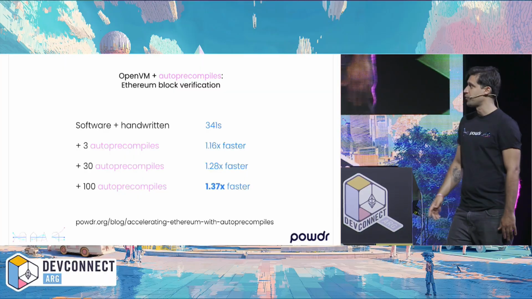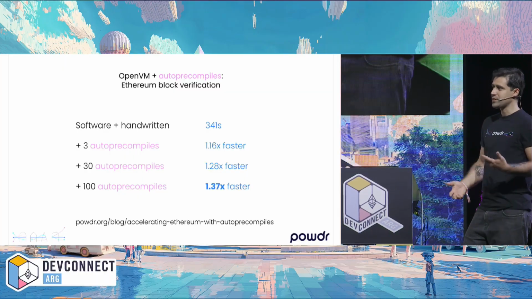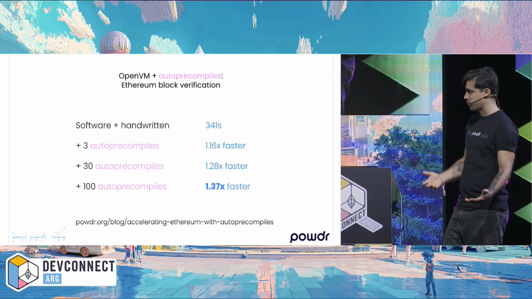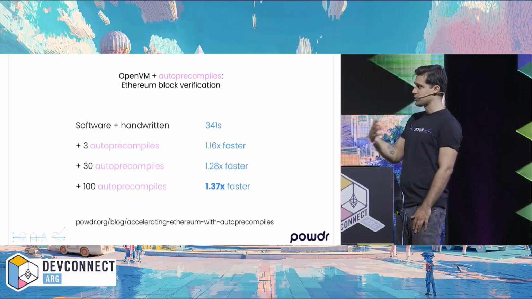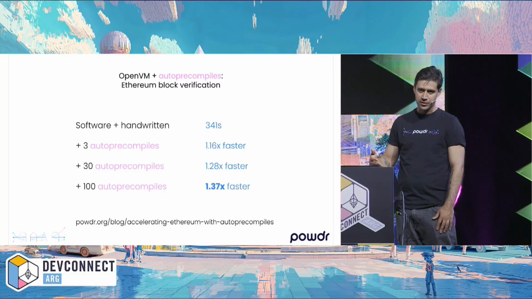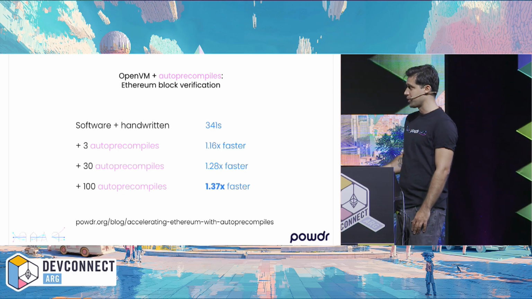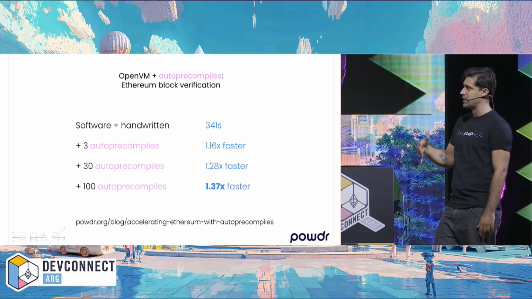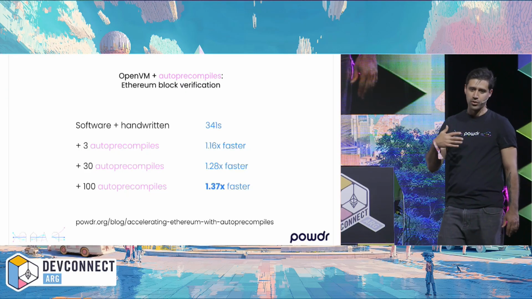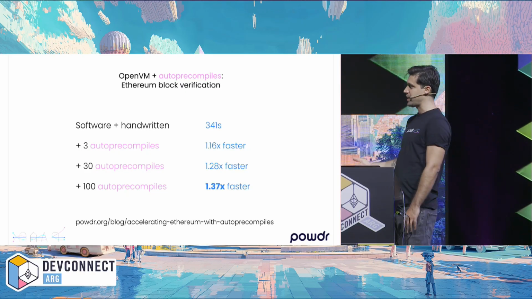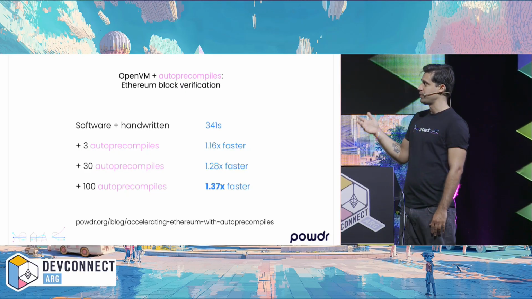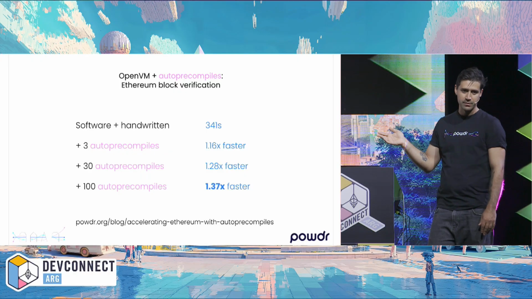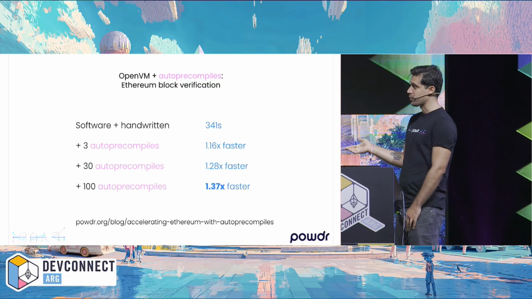If we use this for Ethereum, we're not necessarily interested in replacing the precompiles that are already there, because they are very performant. So we want to use the current software version plus handwritten precompiles that are already there, proving Ethereum. And this is the proof time for some run. You can see that as we add more autoprecompiles, it gets faster and faster. So currently, with OpenVM plus 100 autoprecompiles, we got 1.37 times faster end-to-end proofs, including recursion.